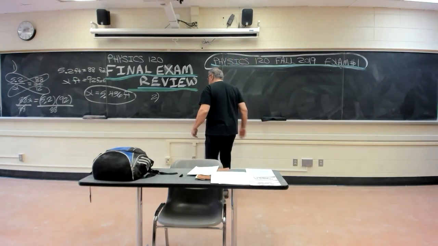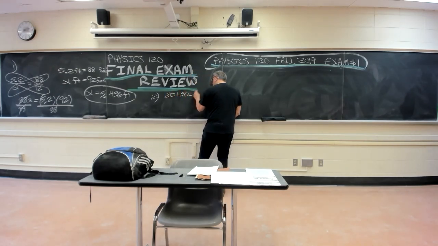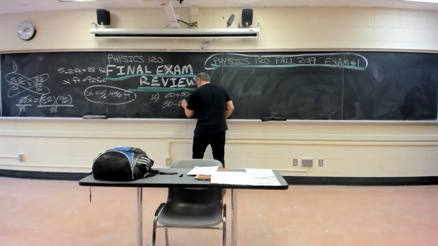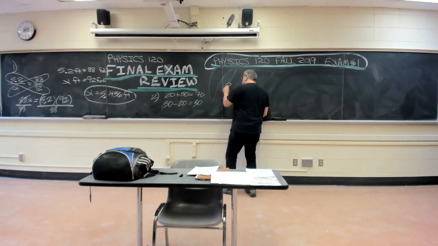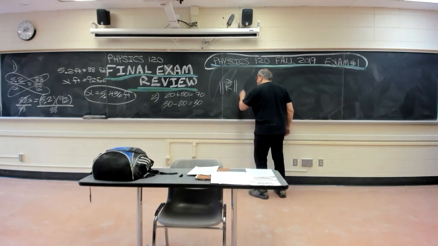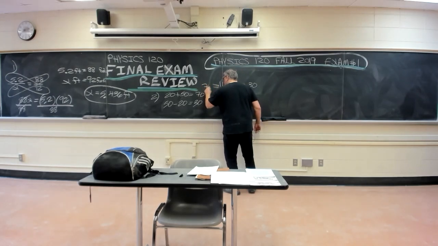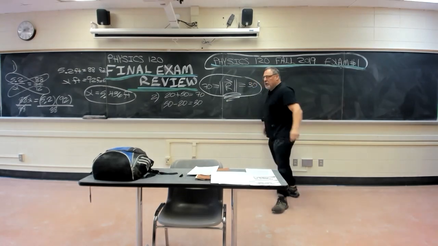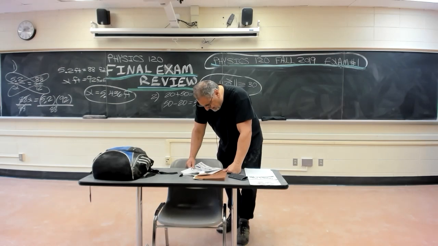The biggest it can be in terms of magnitude is 20 and 50 added together. The smallest it can be in terms of magnitude is 50 minus 20, which is 30. So the magnitude of the resultant vector is going to be greater than or equal to 30 and less than or equal to 70. Any real number between there is theoretically possible.